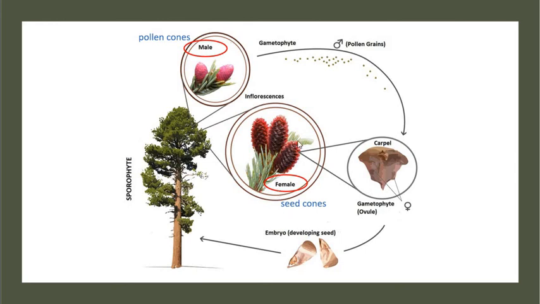When you see the cone open, that means it has already been pollinated and that it's getting ready to release the seeds. If it's still closed, that means that it has not yet been pollinated. Okay? So you can see some of the reproductive structures of angiosperms and gymnosperms.